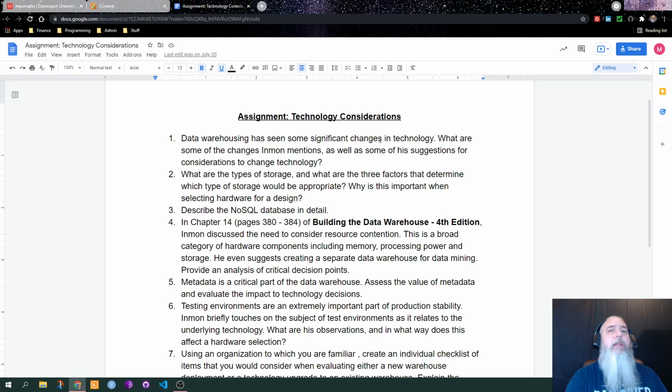Describe what a NoSQL database is. So that's the unstructured type of data. You could talk about it from the perspective of a document store database, or key value pair. There are a whole number of different kinds of NoSQL databases out there. So just describe what a NoSQL database is in a little bit more detail.